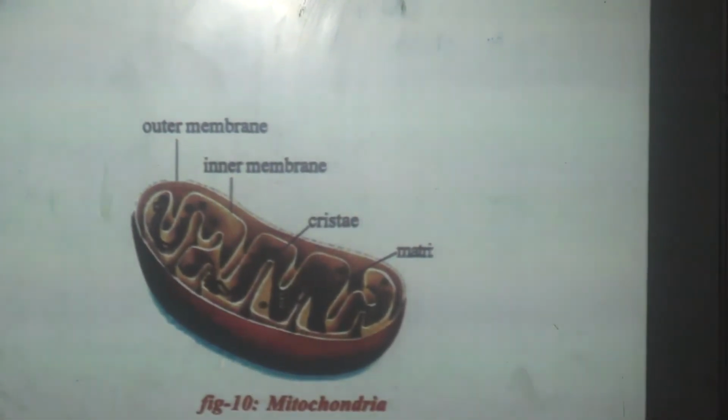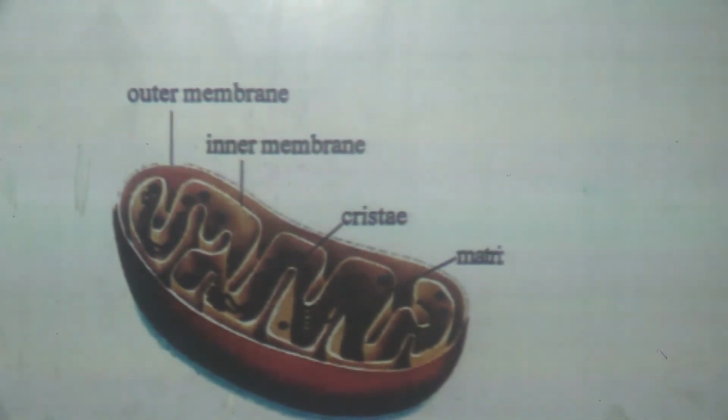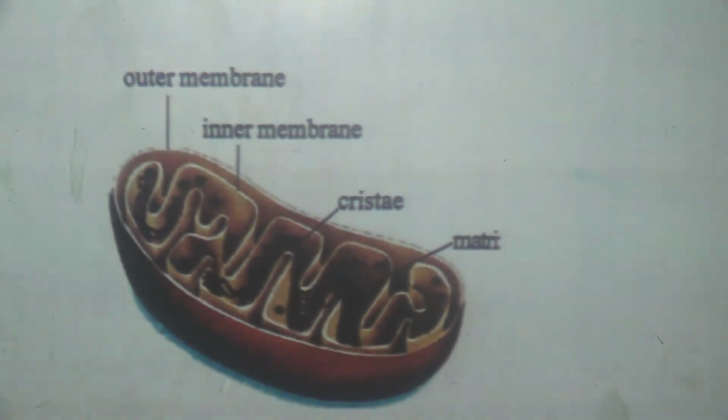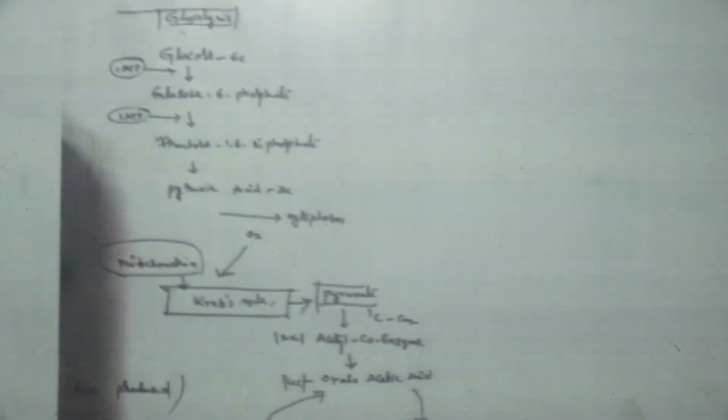See here, this is a very important diagram for 2 marks: mitochondria, the powerhouse of the cell. You have to remember and recall it. And this is glycolysis. Simply, in the textbook 2 lines are given. What is glycolysis? Glycolysis means splitting of a glucose molecule into 2 pyruvic acid molecules.